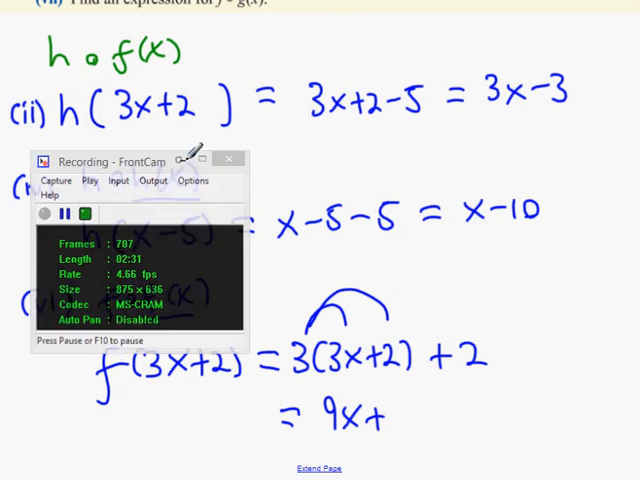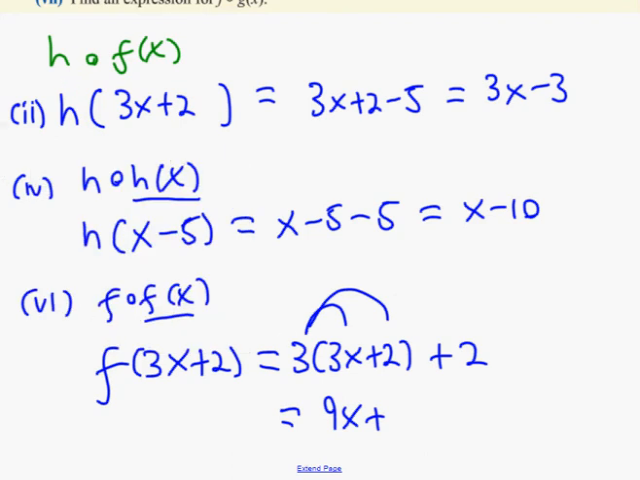So guys, the f rule is, whatever comes beside the f, you multiply by 3 and you add on 2 for this question. Okay? And it's going to be 6 plus 2, and you get 9x plus 8. Is that right? 9x plus 8. Alright. We're going to move on now.